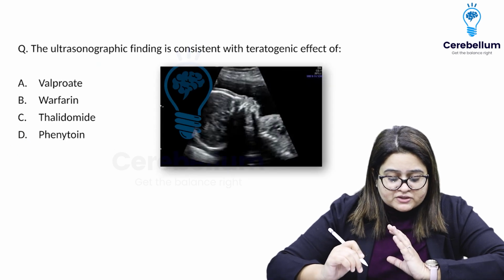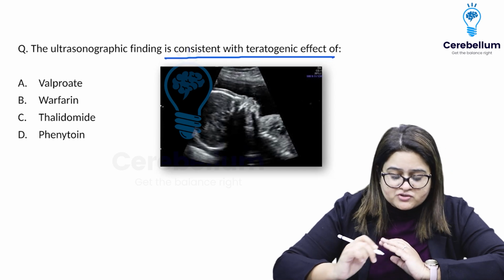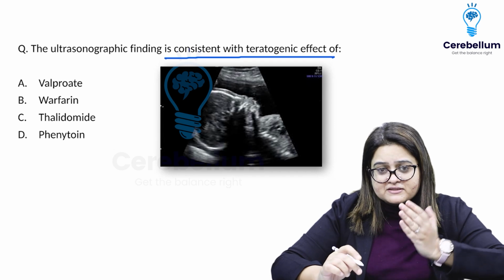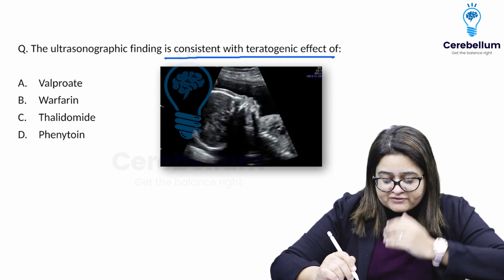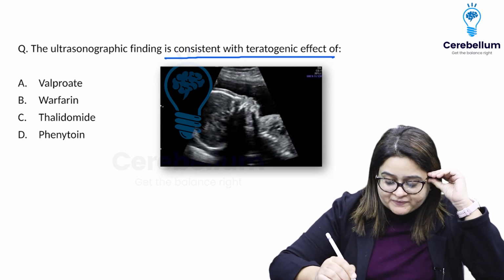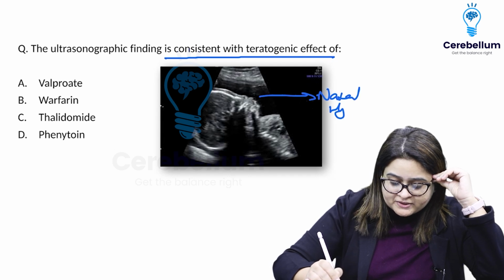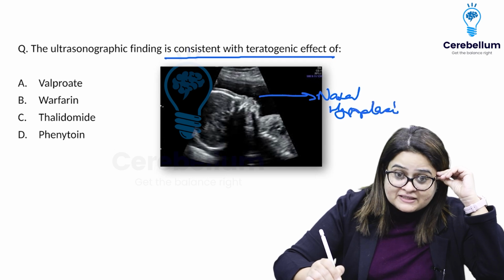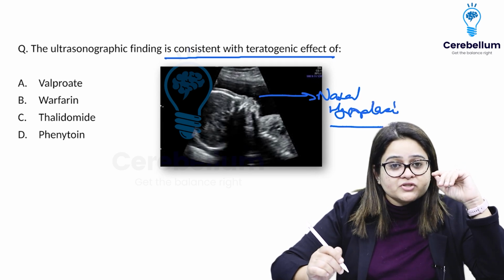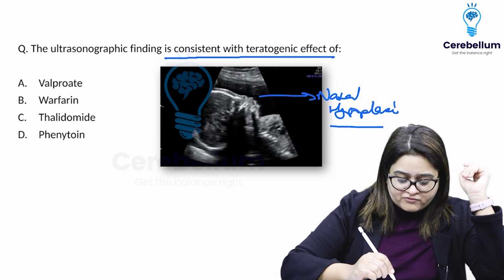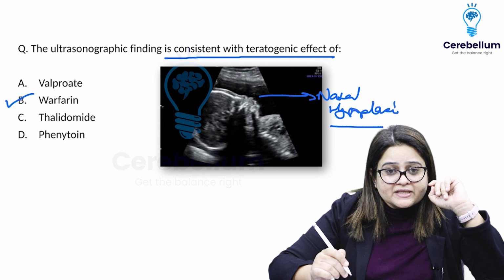Another question, the ultrasonographic finding is consistent with teratogenic effects of what? You can see here, this is a sagittal view or a cut section of the head and the face. If you look carefully, you find that there is nasal hypoplasia. The nose is not clearly seen. Nasal hypoplasia is a feature of warfarin. Warfarin causes nasal hypoplasia and stippled epiphyses.